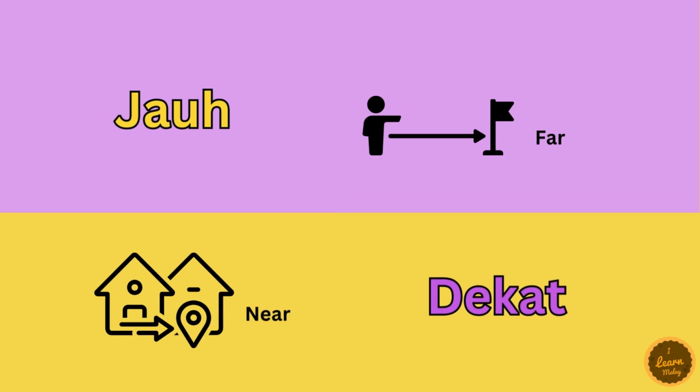The next pair of opposite words are jauh, dekat. Jauh means far, dekat means near.